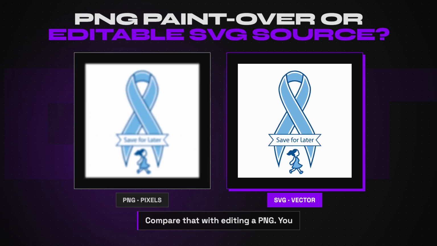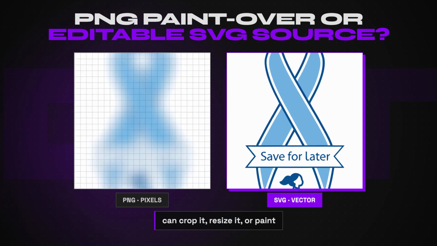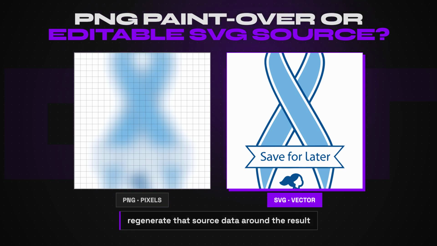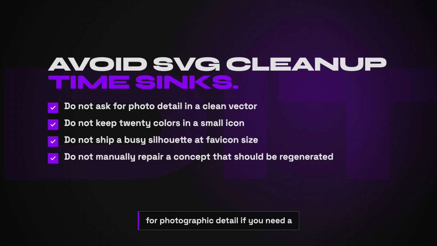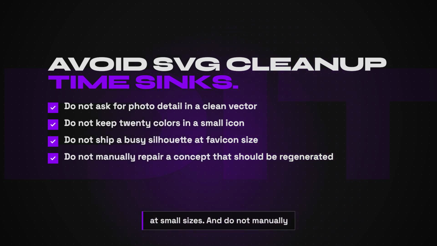Compare that with editing a PNG. You can crop it, resize it, or paint over it, but you cannot cleanly change its paths because there are no paths. With SVG, the shapes are still real source data. With SVG Genie, you can regenerate that source data around the result you actually need. Avoid the common mistakes. Do not ask for photographic detail if you need a clean SVG. Do not keep 20 colors when the icon needs to work in one. Do not accept a busy silhouette at small sizes. And do not manually fix a bad concept if regenerating the vector would be faster.